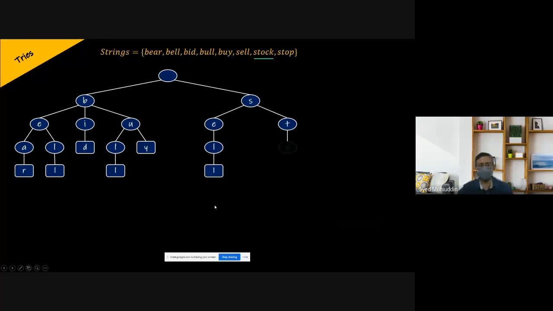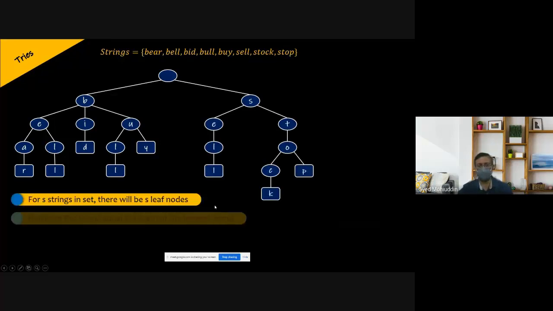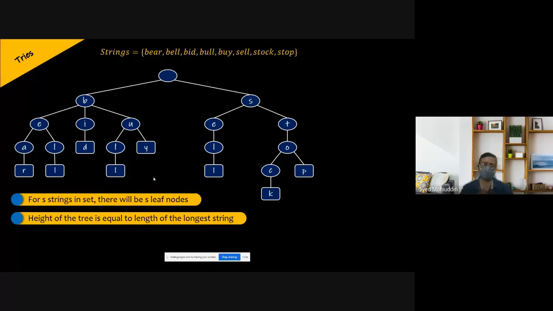Actually, the statement was that the number of nodes will be equal to the total length of the strings. But that statement was wrong, because as the tree grows large, the height of the tree also increases. Anyway, that is solved in the next problem. That is why I had the statement.